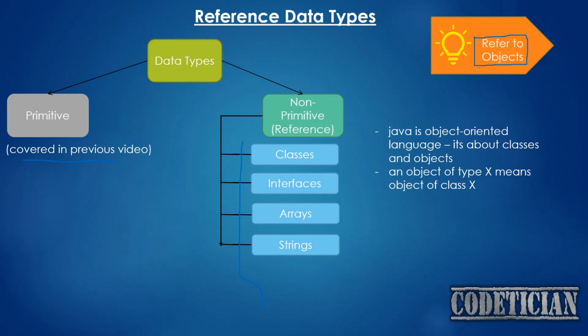When it is said that an object is of type X, it means that that object is an instance of class X. We will discuss this as well in classes and objects when we cover that topic. But for now, these are the reference data types which refer to objects.